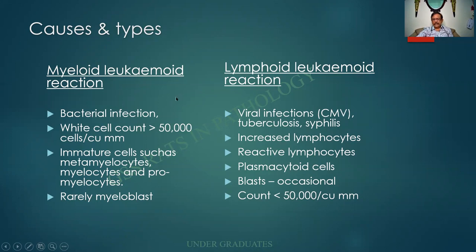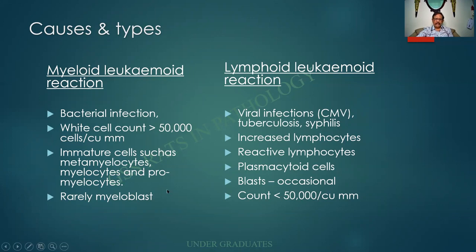Common is bacterial infection; here it is viral infection. Count is around 50,000. Here again it can be 50,000 or slightly less in a case of lymphoid leukemoid reaction. Immature cells such as metamyelocytes and myelocytes can be seen, whereas here the immature cells will be the prolymphocytes. Sometimes reactive lymphocytes or plasmacytoid cells can be seen in a lymphoid leukemoid reaction. This is more common in tuberculosis, viral infection, syphilis, etc.